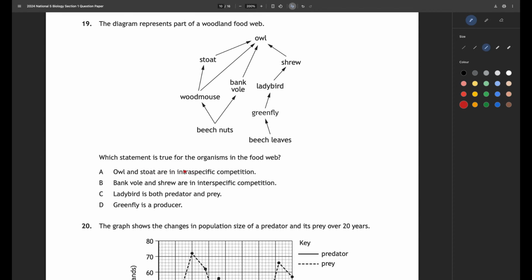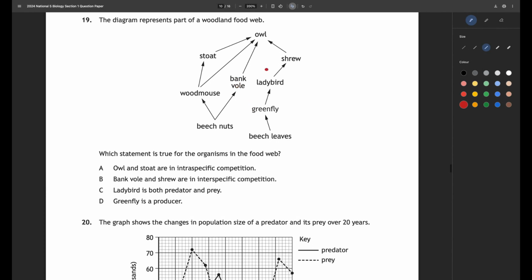Nope, so it's not going to be A for that one. Okay, bank vole and shrew are in interspecific competition. Well, they are different species, at least this time, and interspecific is a different species. So now we have to look at the food web, and we look at the bank vole and at the shrew over here.